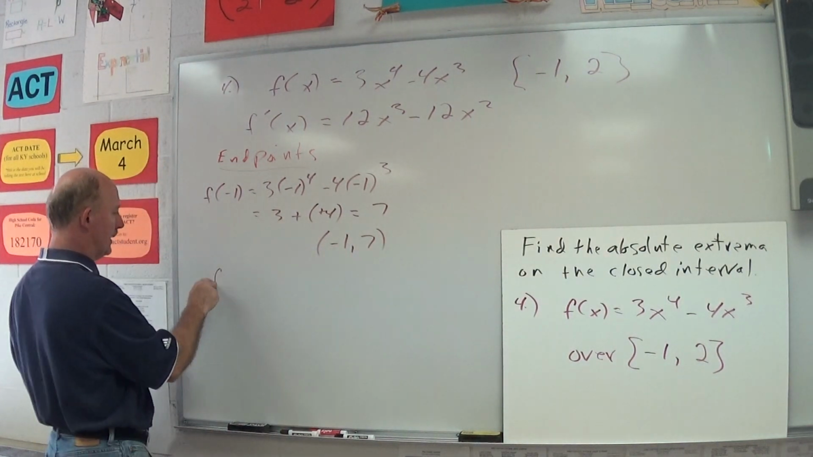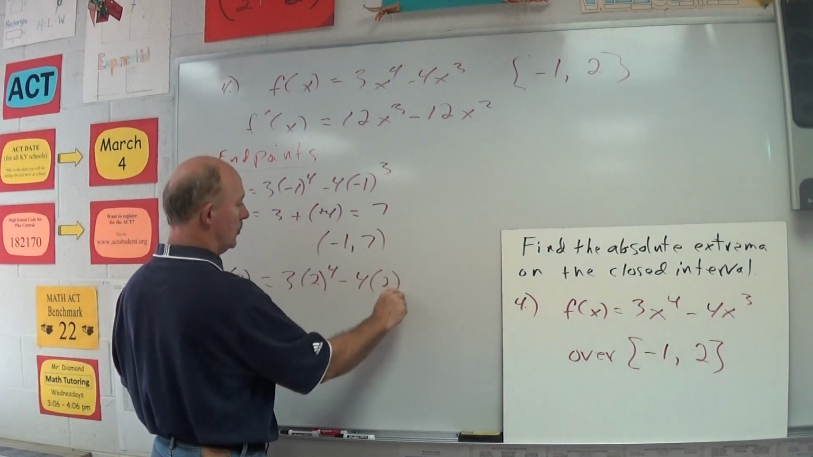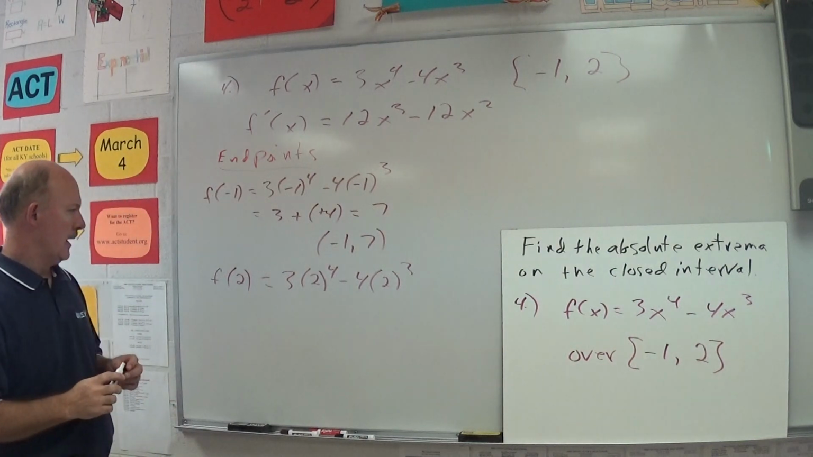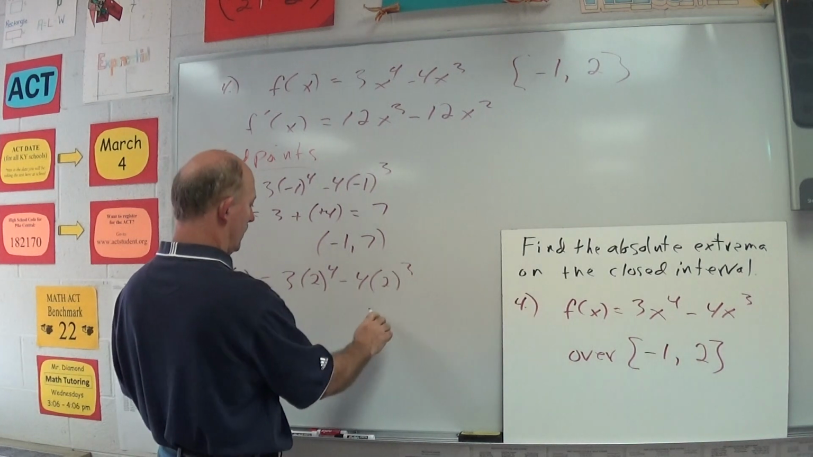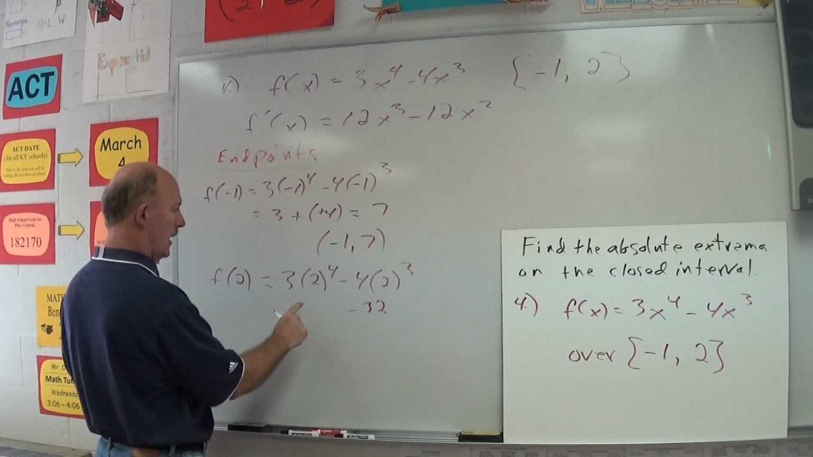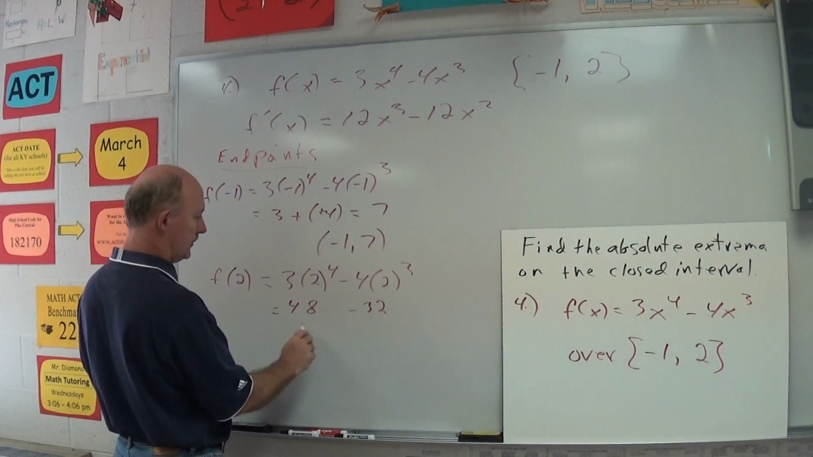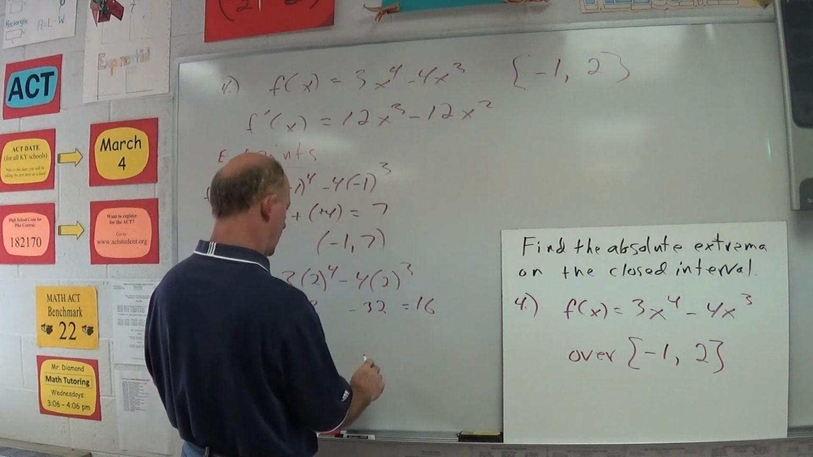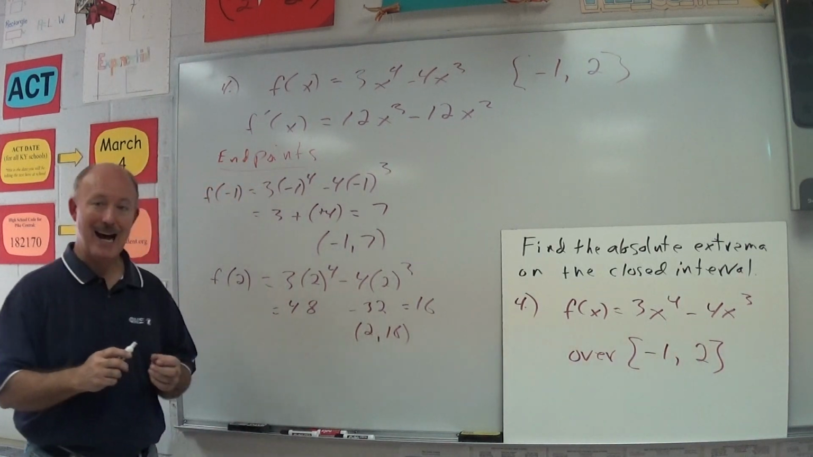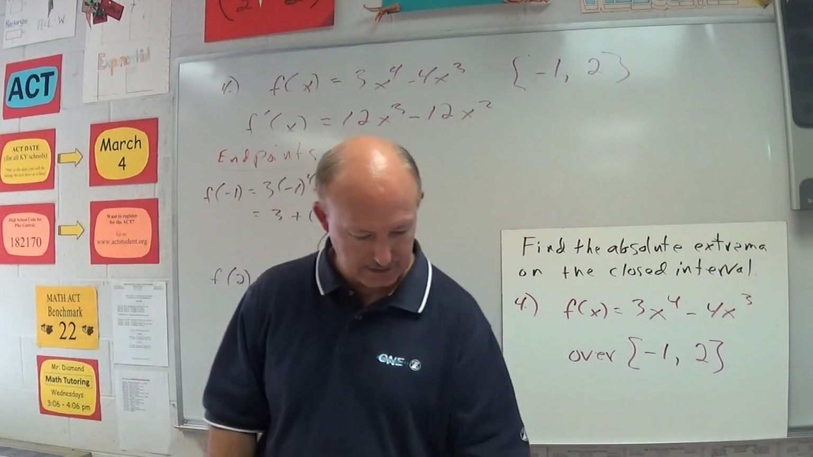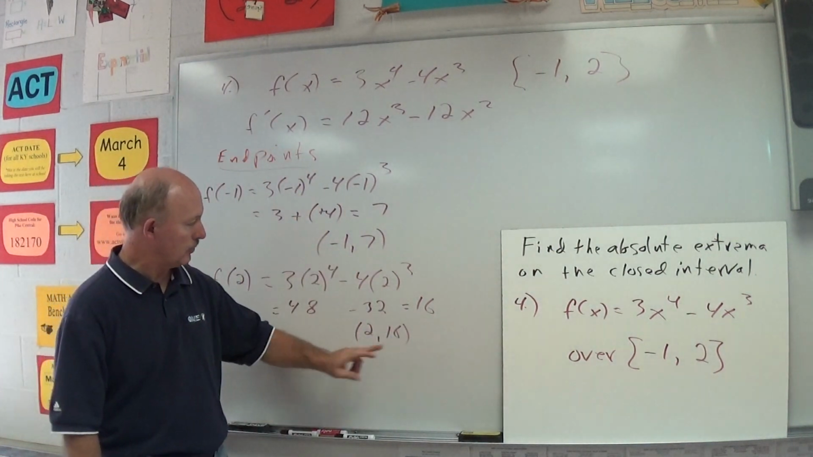Okay, let's try the 2. This will be f of 2. So the function of 2 would be 3 times 2 to the 4th power minus 4 times 2 to the 3rd power. And let's see, what do we get here now? This would be 8, this would be minus 32. And 3 times 16 would be 48. Minus 32, which is 16. So 16, this would be the point (2, 16). Right. So the other endpoint is located at (2, 16). Okay, so one endpoint's at (-1, 7), the other endpoint is at (2, 16).